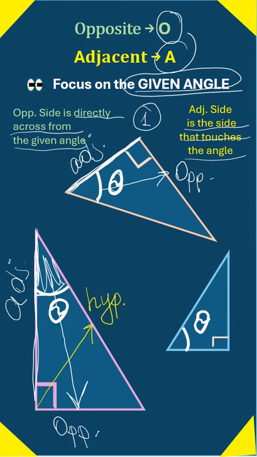Now the next example. We have angle theta. The opposite side to angle theta is here, the opposite side, and the adjacent side here. We can find the hypotenuse. It is opposite to the 90 degree angle, the hypotenuse.